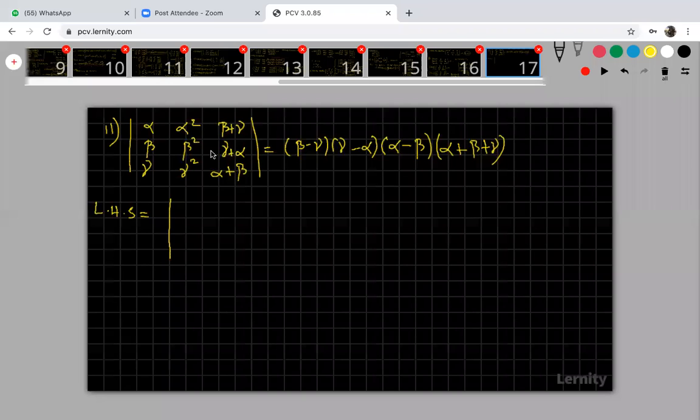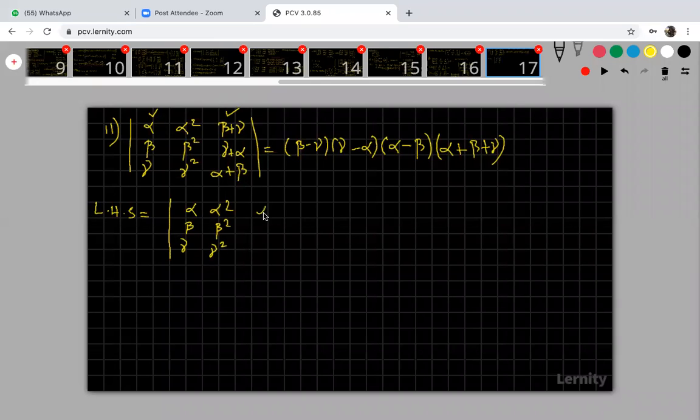Okay, then what to do, sir? I'm going to add these two, column 1 and column 2. Here beta gamma is there, alpha is missing. Add this alpha. Here gamma alpha is there, beta is missing. Add this beta. Here alpha plus beta is there, gamma is missing. Add this gamma here. So there is no change in the first column, no change in the second column.